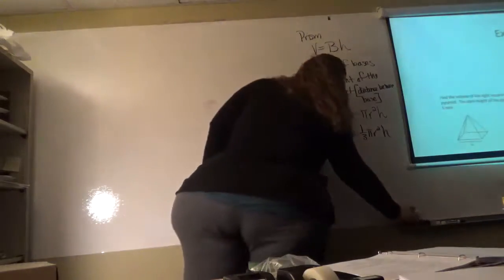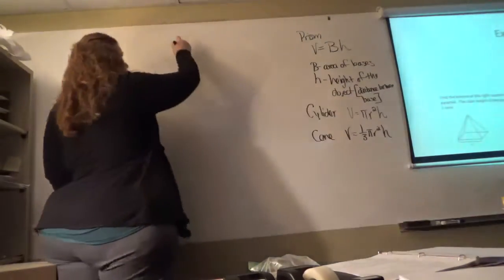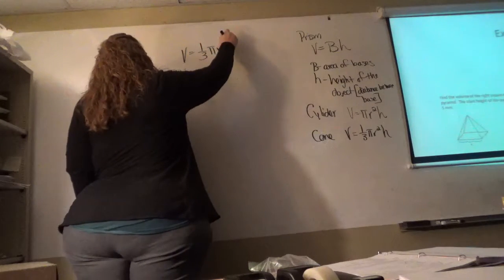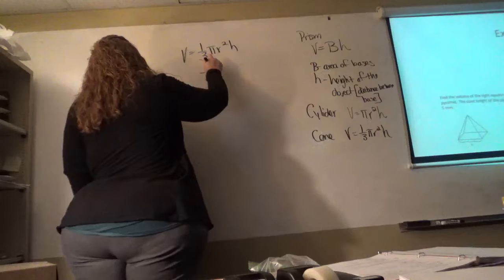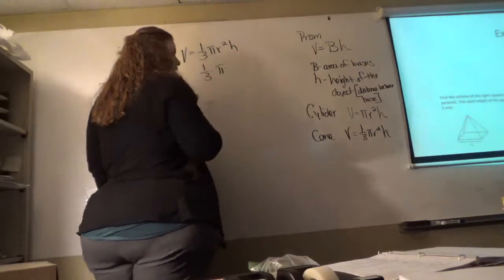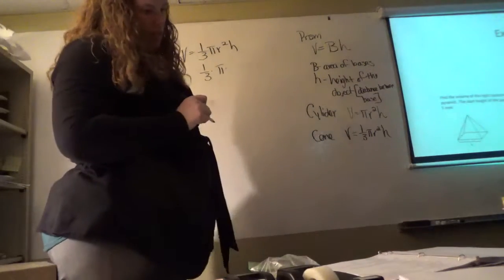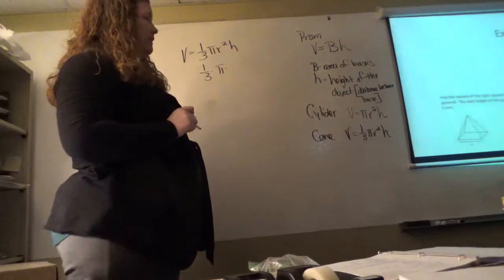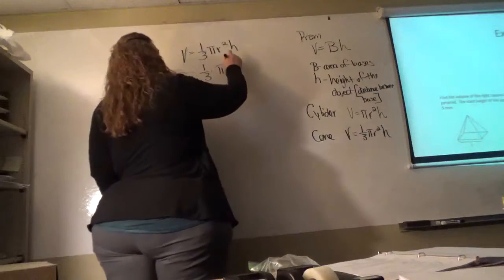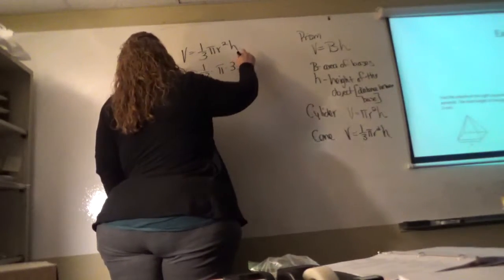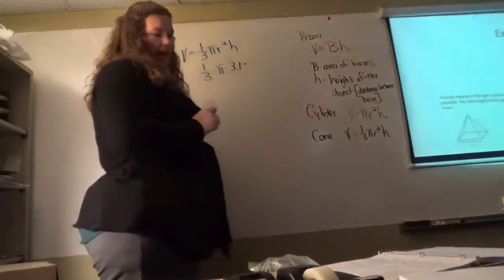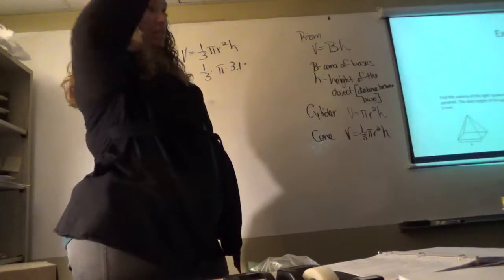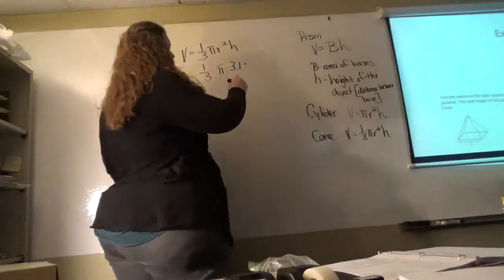All right. So volume is equal to 1/3 pi r squared h. So 1/3 times pi times, what is the radius of that cone? 3.1 times, what is the height of that cone? You actually get the height this time because it's in the middle of it. So 8.4.